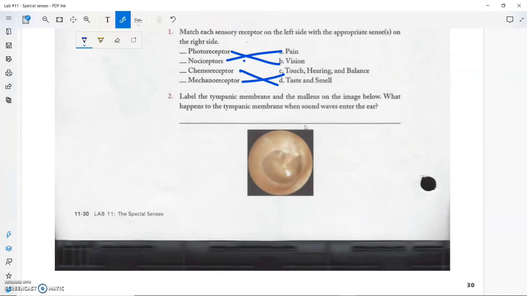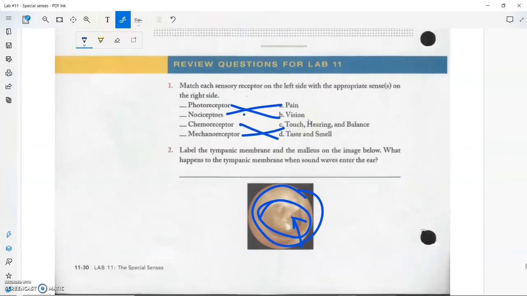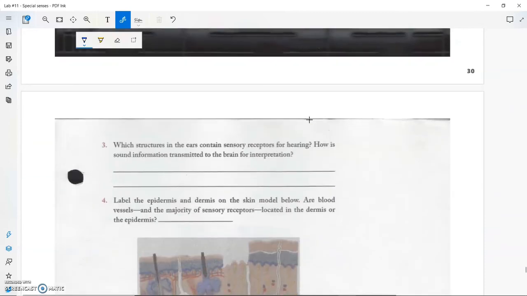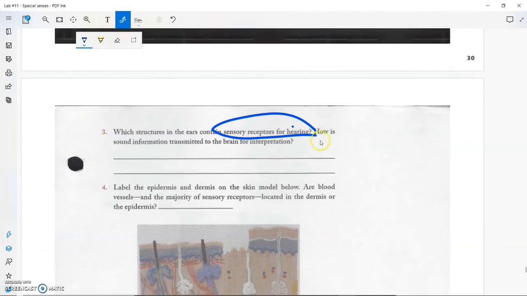Tympanic membrane, here. Malleus you can kind of see in the back. When sound waves enter the ear, tympanic membrane vibrates. Sense receptors for hearing. Well, you can say cochlea, and inside of the cochlea it's organ of Corti. That's where the sense receptors for hearing are. Sound information is transmitted to the brain via vestibulocochlear nerve.